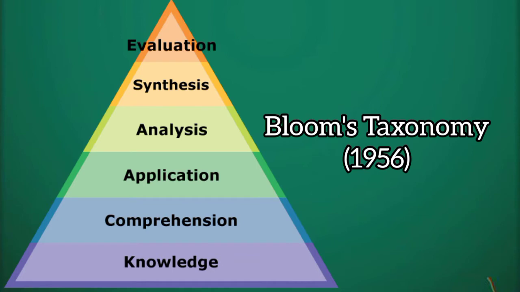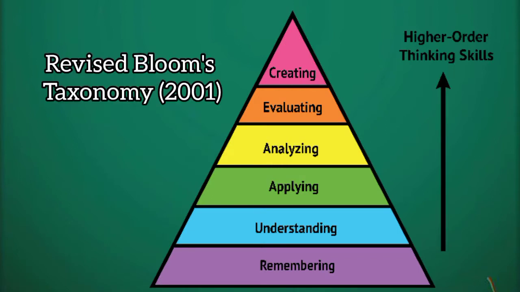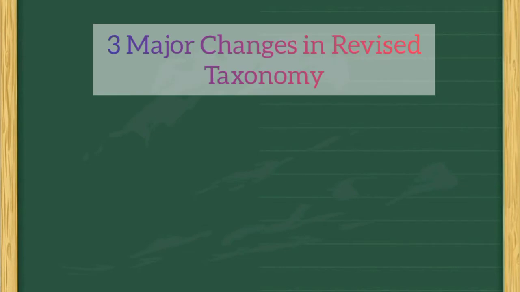So this is the original Bloom's taxonomy in 1956. It consists of evaluation, synthesis, analysis, application, comprehension, and knowledge. On the other hand, this is now the revised Bloom's Taxonomy 2001, and it consists of creating, evaluating, analyzing, applying, understanding, and remembering. So, there are three major changes in the revised taxonomy.